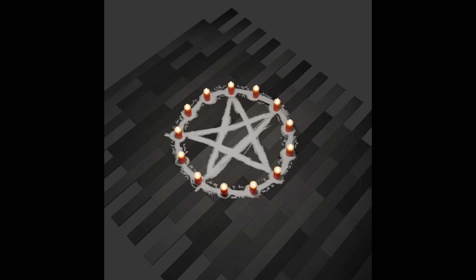After that, I started working on my summoning circle. Again, this was one of those things where I had multiple pieces together. So I had my procedural flooring, and I also had my circle of candles. The real question was putting that drawn, painted, whatever, chalk circle underneath the candles and above the flooring.